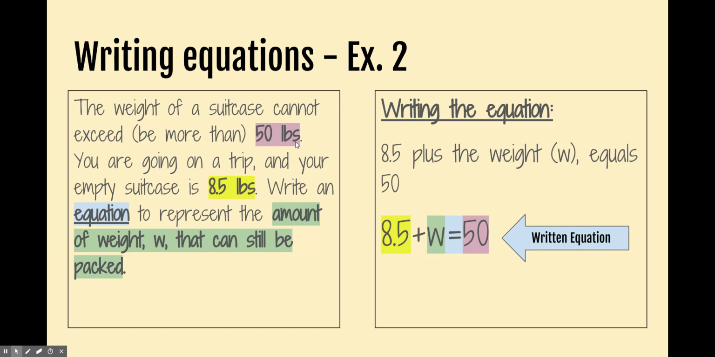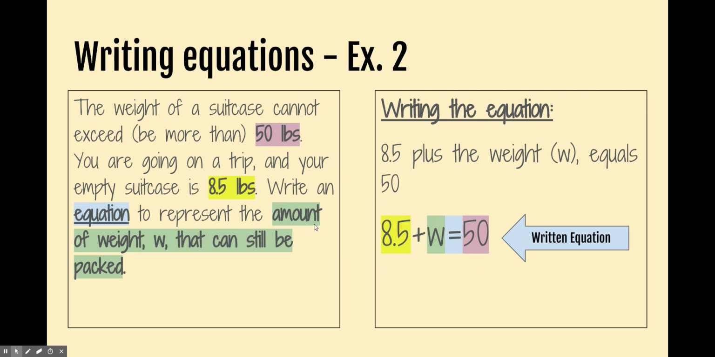So I know if the empty suitcase is 8.5 pounds, 8.5, whatever I add, the W, whatever weight I add to it when I pack, has to be equal to 50, so that way I'm not going over 50 pounds. So this right here is our equation for this situation, okay?